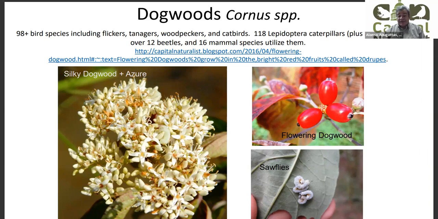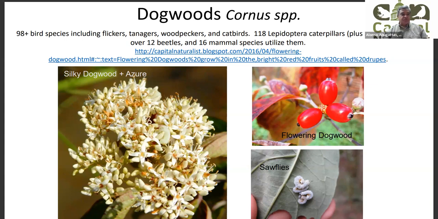The good thing is flowering dogwood now has some resistance, and they are starting to come back again. That's a very good thing to happen, is to not give up on them. And again, Tug Talamy says, don't give up on ashes. If we give up on ashes, then we give up the fight. We're not going to have them anymore.